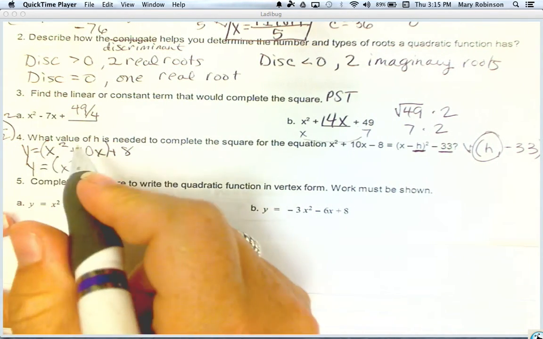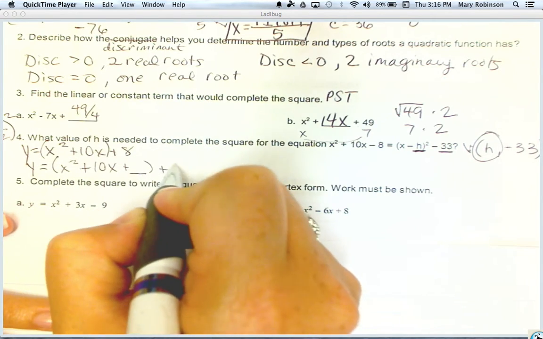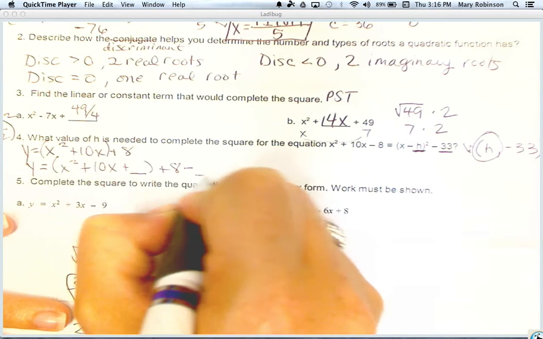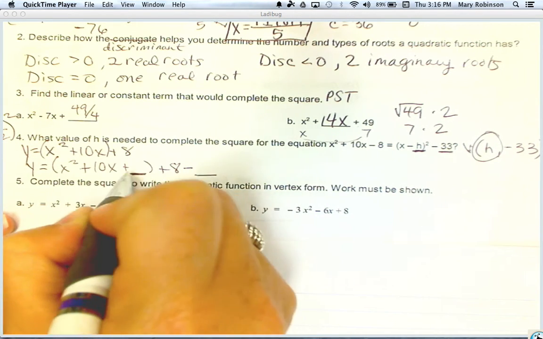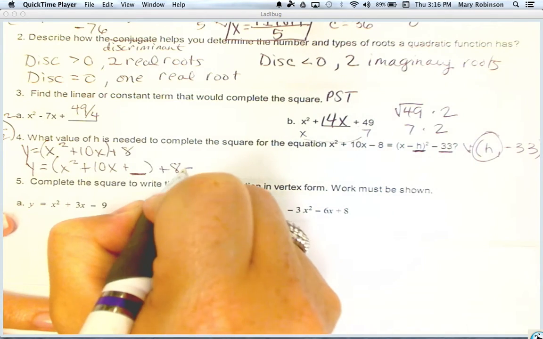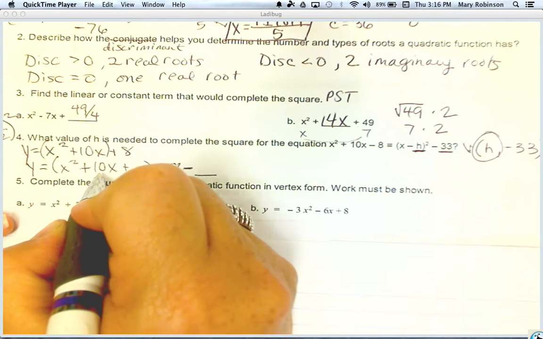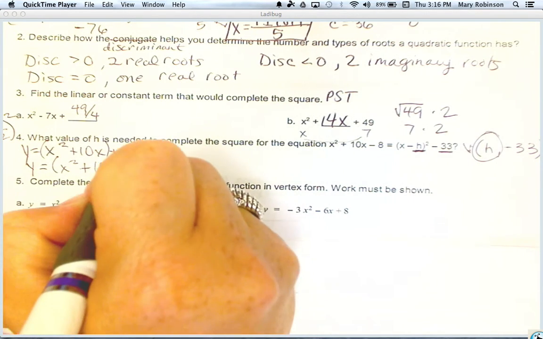The next step, write out x squared plus 10x plus blank plus 8 and minus blank. So remember, if your a value is positive, then we're going to subtract at the end. Well, now we just do this completing the square thing that we did up here. We take half of 10, which is 5. 5 squared is 25.